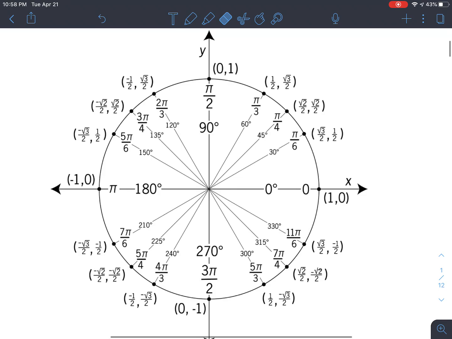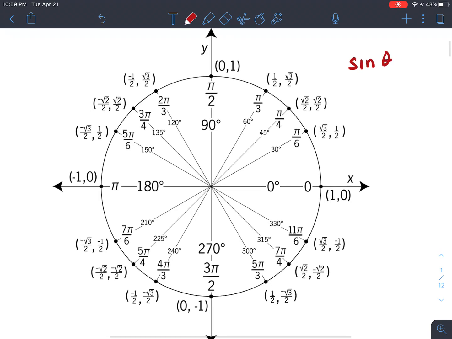So, what am I asking? Well, when we look at our unit circle, will it be my x value or my y value that is my sine? And we hopefully remember that sine on the unit circle of our angle is going to be equal to my y value, okay?